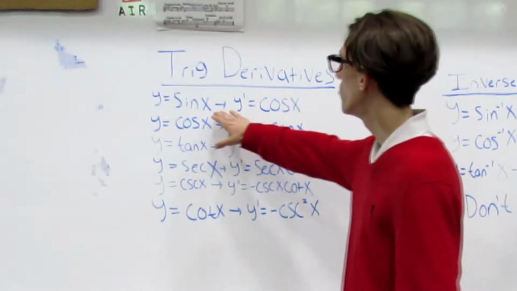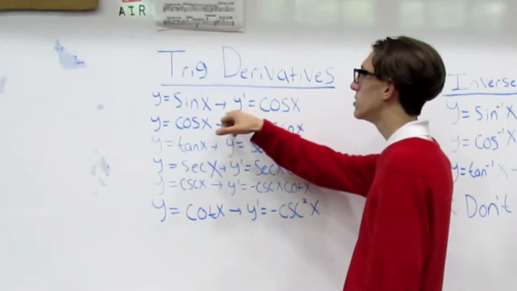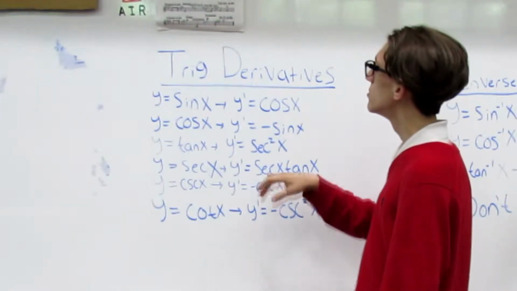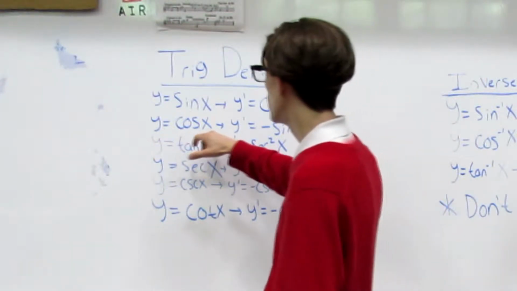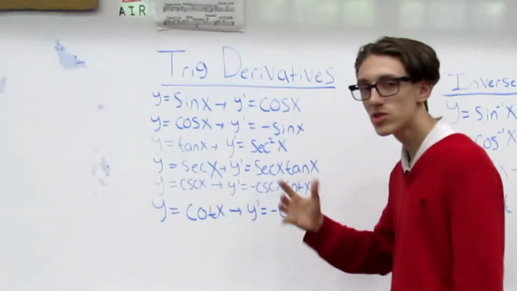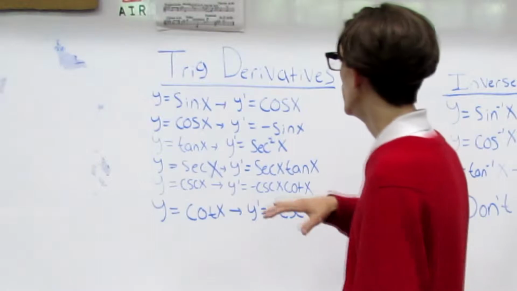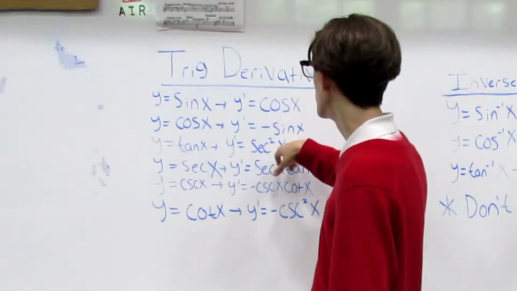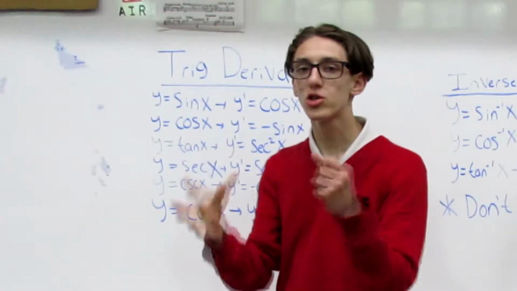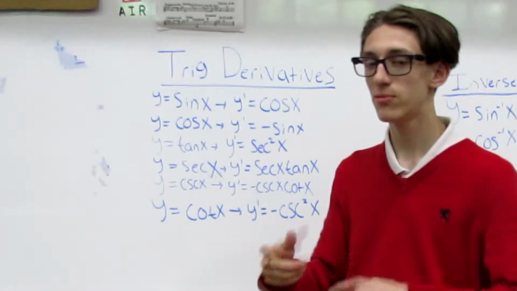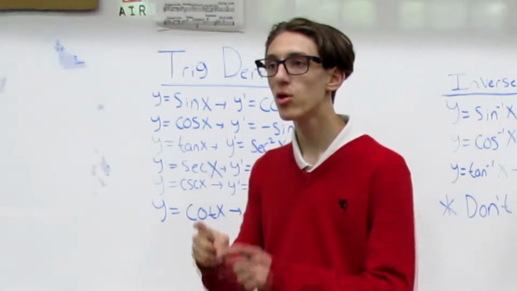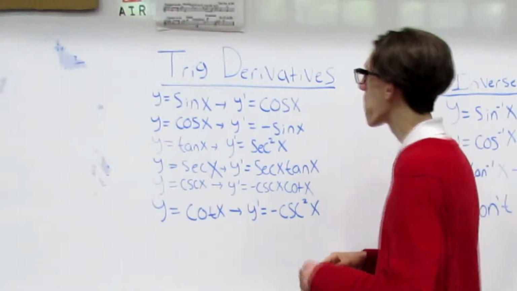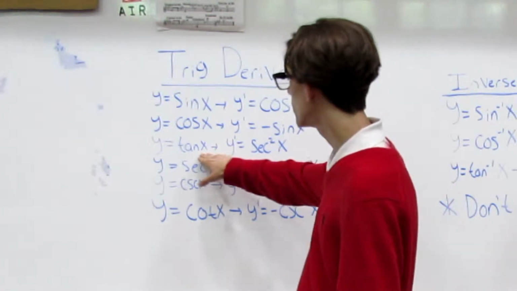Starting off, we have y equals sine of x. The derivative of that is going to be cosine of x. The derivative of cosine of x is going to be negative sine of x. So cosine and sine will keep flip-flopping between them, but every time you go from cosine to sine, it's going to be the negative of whatever you had before. Next up, we have tangent of x.